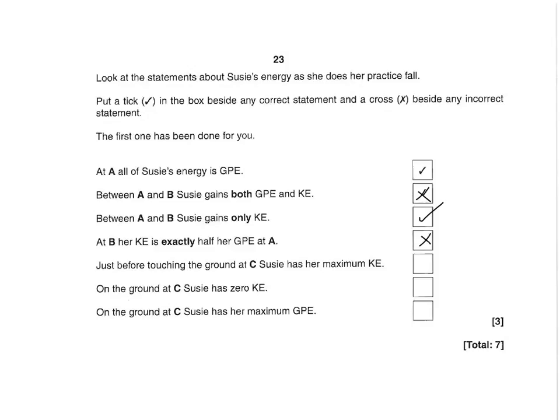Before touching ground, C, Suzy has a maximum kinetic energy. That is correct. On the ground at C, Suzy has 0 kinetic energy. That is correct. And at the ground at C, Suzy has a maximum GPE. That is incorrect. So if you got all 6 of those right, that's 3 marks. If you've got 4 or 5, that's 2 marks. 2 or 3, that's 1 mark. And then less than 2, that's no marks.